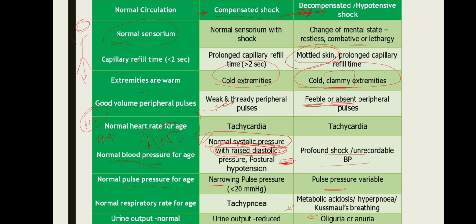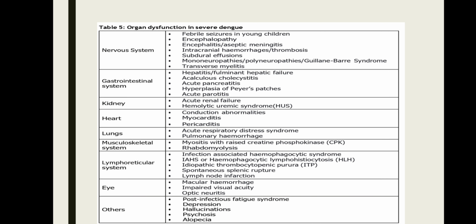So always check the pulse volume, BP, and see the GCS of a patient. If the patient has a poor GCS or is irritable, and there is mottling, and the pulse volume is feeble or not found, that means the child has entered into decompensatory shock. That means the patient needs some inotropes or a rapid fluid bolus to survive, because in decompensated shock organ dysfunction is 100%. So what do we mean by organ dysfunction in dengue fever?